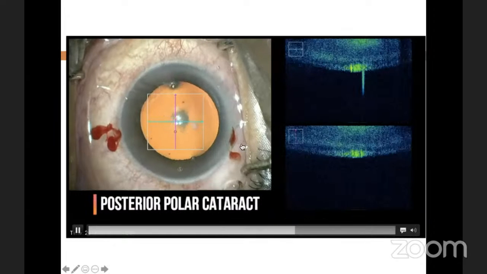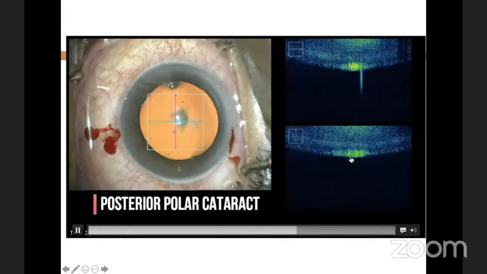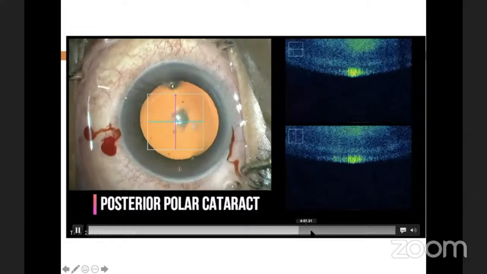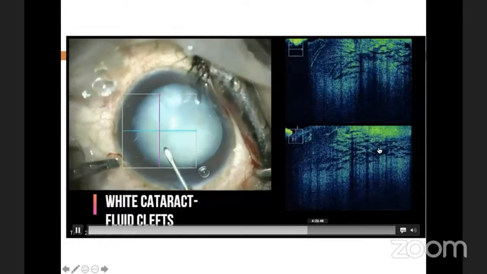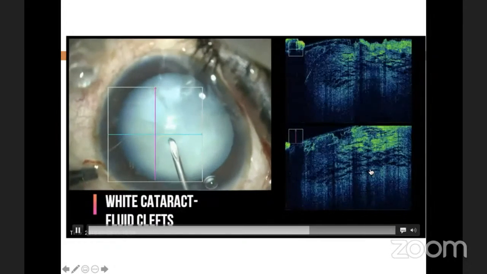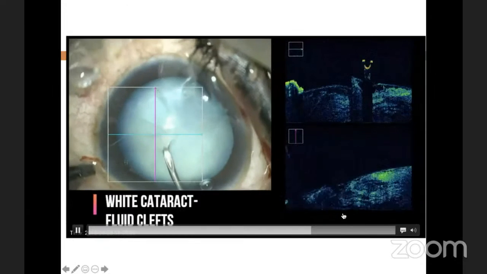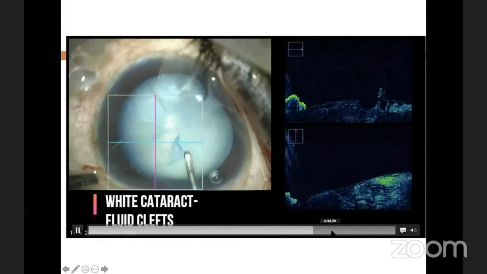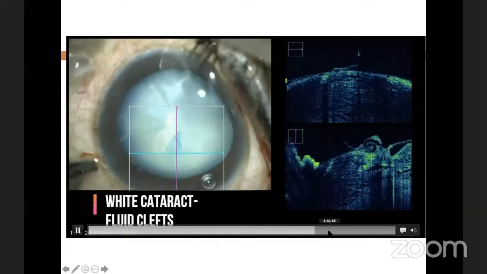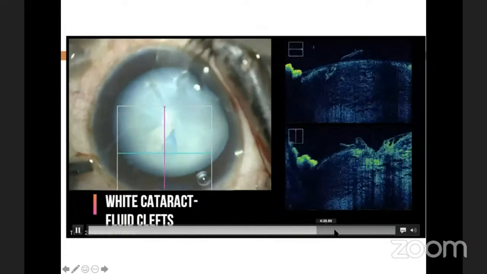If there's a posterior polar cataract, you can actually see whether there's a gap present here or not. And if you have a white cataract like this, you can see that there are some fluid spaces. So if these clefts are there, that means when you give a nick in the capsular rhexis, no fluid is going to come out. So you may not have an Argentinian flap.